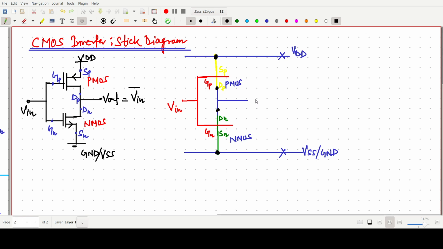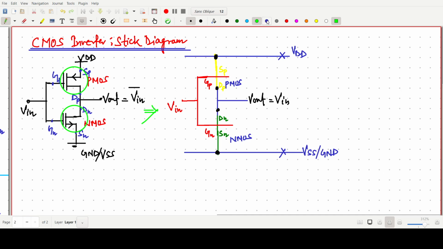So this should be simply our V output, which is our simply V in. Here we are not putting any dot, okay, because they are the same color. We are assuming that this one is our transistor. Okay, after that there is a metal kind of thing. So metal. Okay, so this one is our representation for the CMOS inverter.